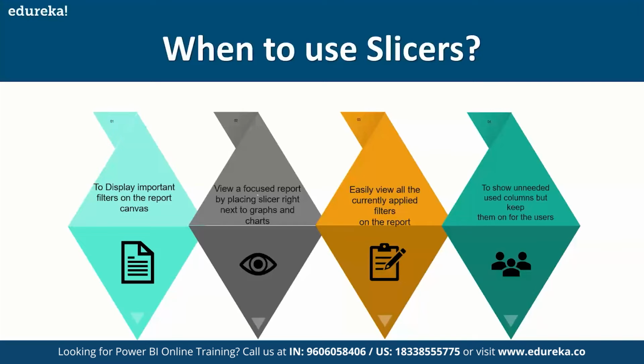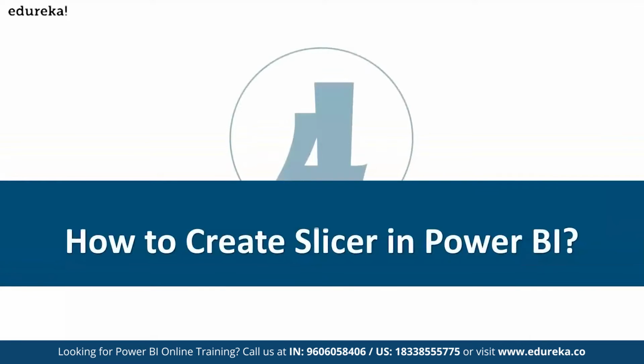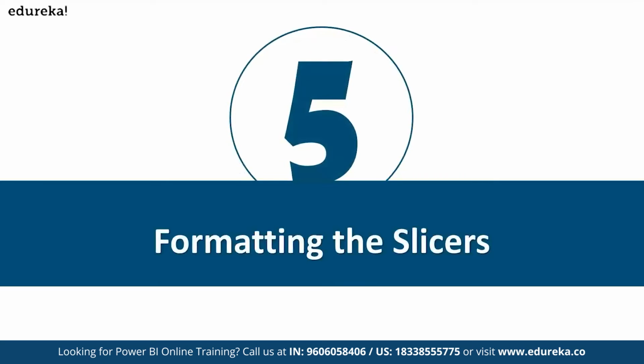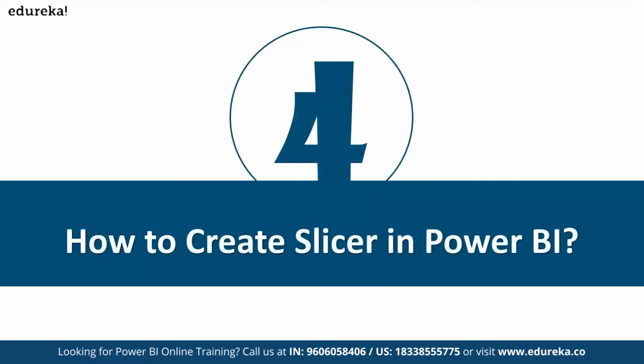Easily view all the currently applied filters on the report, right? Then to show unneeded used columns but keep them for the users. For example, I'll pull 10 columns and I want to show just 3 columns to all. So in Power BI, I have that capability, right? So how to create a slicer in Power BI? I'll show you. Let me go back and let me show you something first.